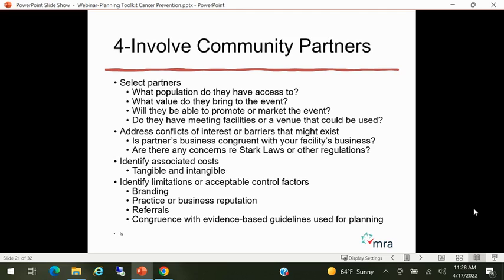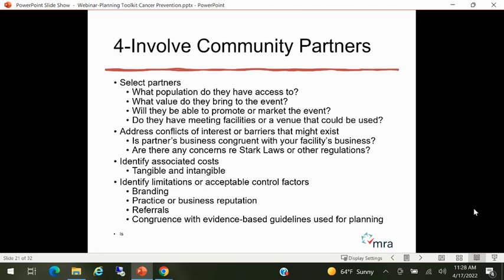Look at their practice or business reputation. If they have a shady business or if it's perceived as having an unethical practice, or if, let's say you're looking at a community clinic and their patient population is not happy with that medical group, then you may want to reconsider partnering with them.